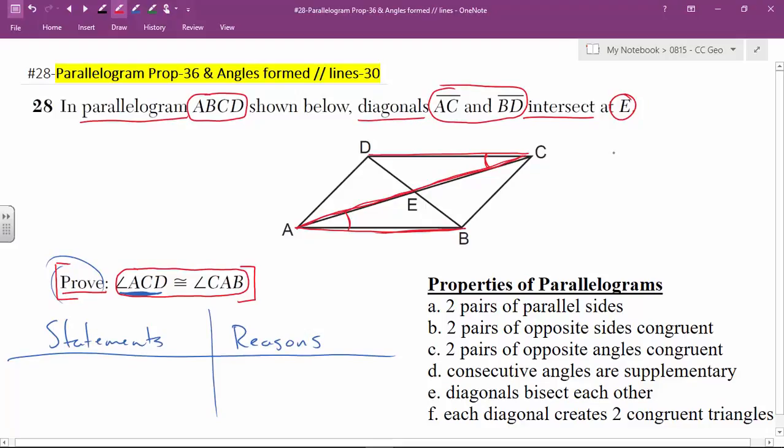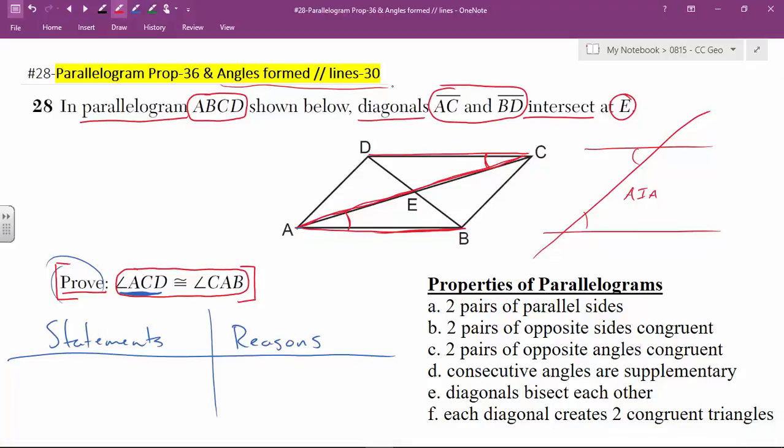And right there, you can see what we have. If the top line DC was parallel to the bottom line AB, what you'd have is alternate interior angles, which is an angle property, angles formed by parallel lines. That's big idea number 30. But if we look in the question, nowhere in there do they tell us we have parallel lines. The only thing they told us is that the shape we have is a parallelogram. That's big idea 36.